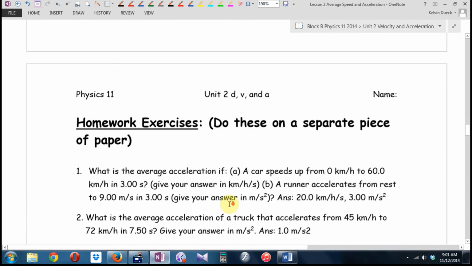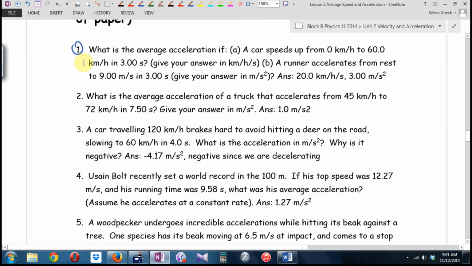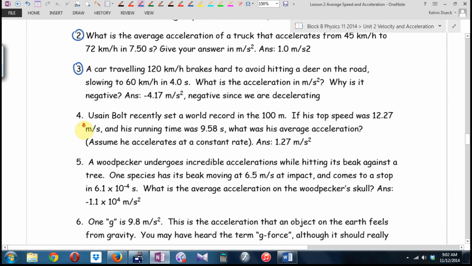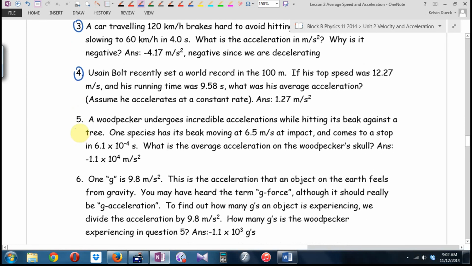Next page over. Homework exercises. Stuff you can try so far. What's the average acceleration if? So you can certainly try number 1. You can try number 2. Number 3. Sure, we can figure out Usain Bolt. Number 4. Number 5 and number 6.